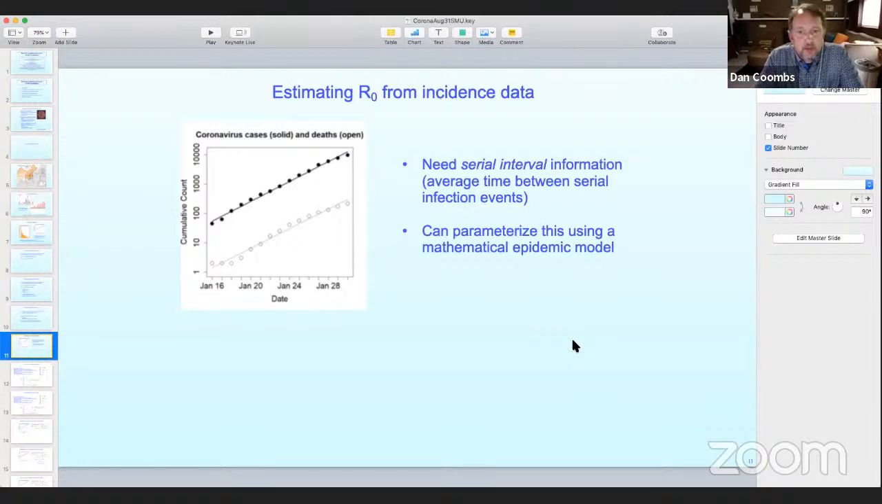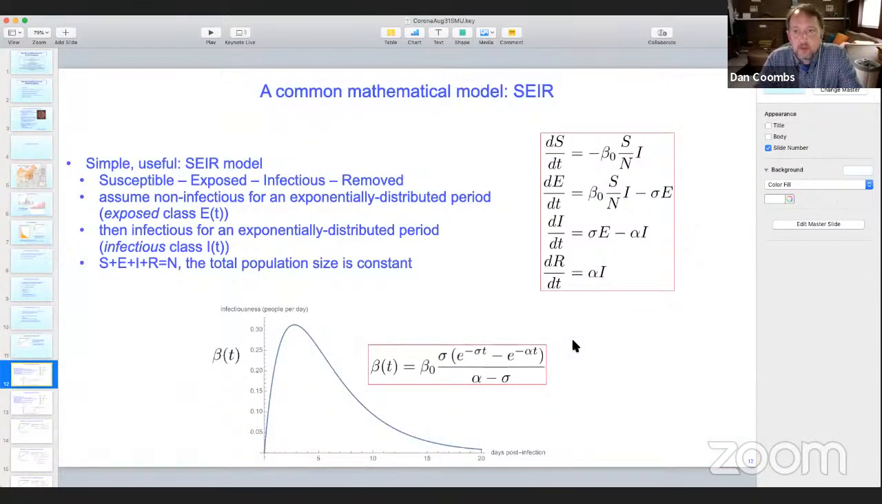One thing that's nice is to parameterize this, and we can parameterize this using one of the armada of mathematical epidemic models that exists. I'm just going to talk in detail about a fairly simple one, which you may have heard of, which is the SEIR model. This abbreviation just tells us that people move from susceptible, they interact with an infectious person, then they enter the exposed class where they're still not infectious, then they move to the infectious class, and then eventually they'll be removed. Removed can either be recovered, or it might mean that they've been moved into quarantine or that they've died. In any case, they don't infect anybody else.